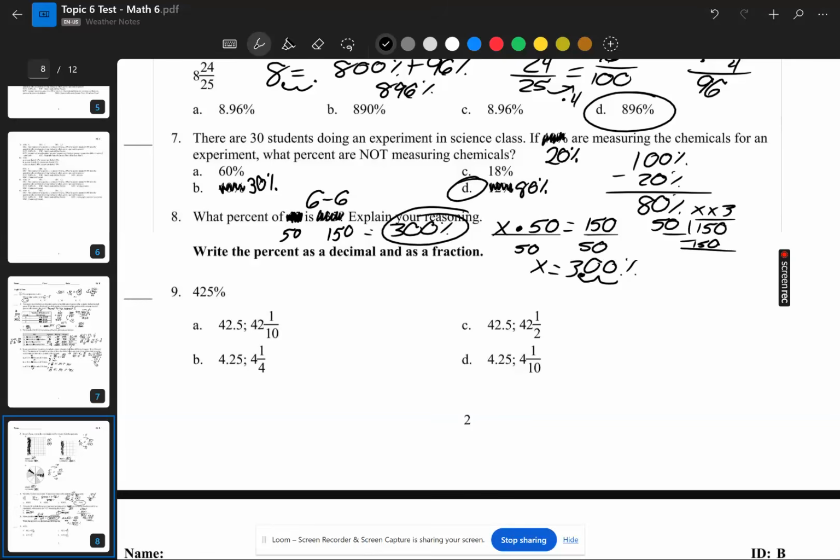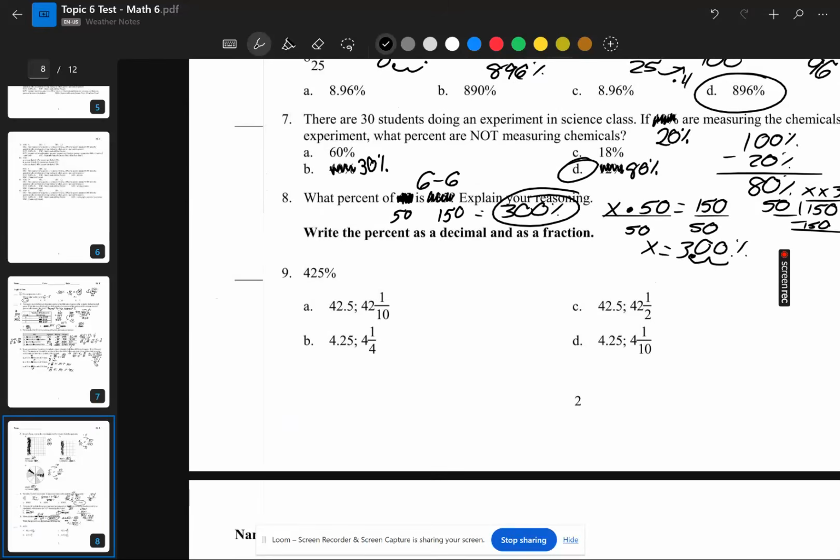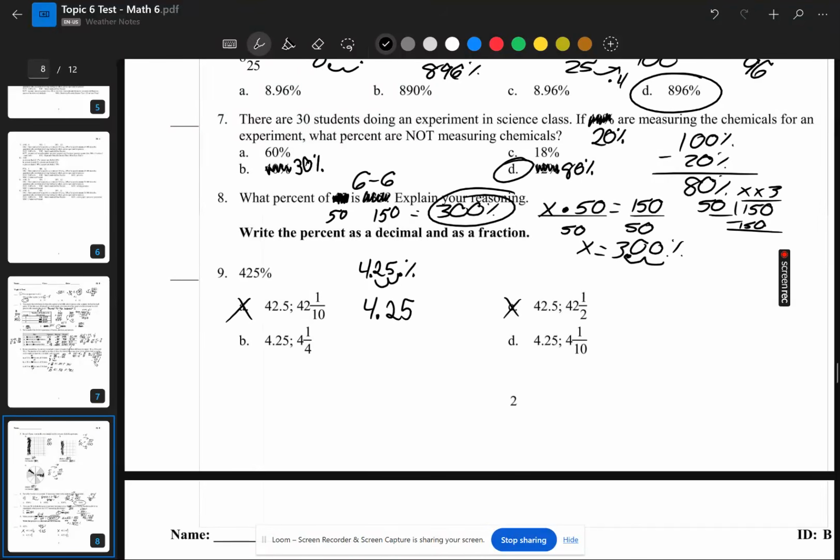And then this says write the percent as a decimal and a fraction. The decimal part's easy, so I can eliminate some answer choices. 425%. If I move this decimal left twice, it's just 4.25. So just by doing that, I can get rid of answer A and answer C. It won't be like that on a test, there'll be different answers. But I know A and C is wrong.